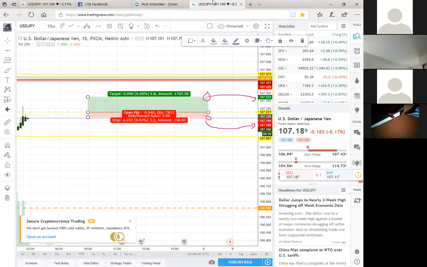Okay, so here. Yeah, so that would be the number that you would use as your take profit. And this right here is going to be your stop loss. Okay. So I wrote those numbers down, correct? So my take profit is 107,324.